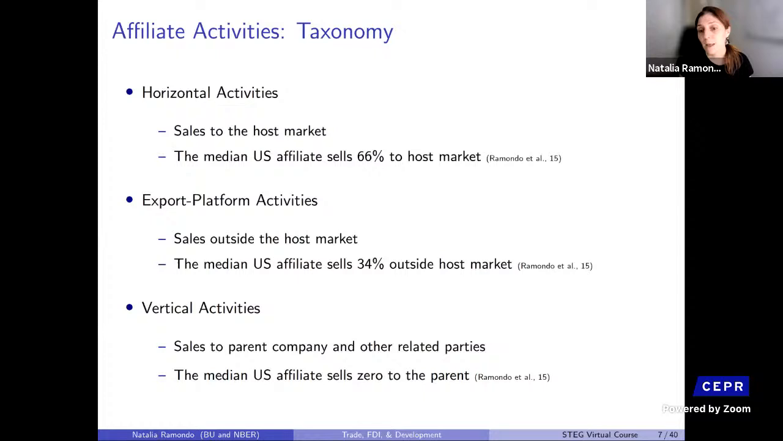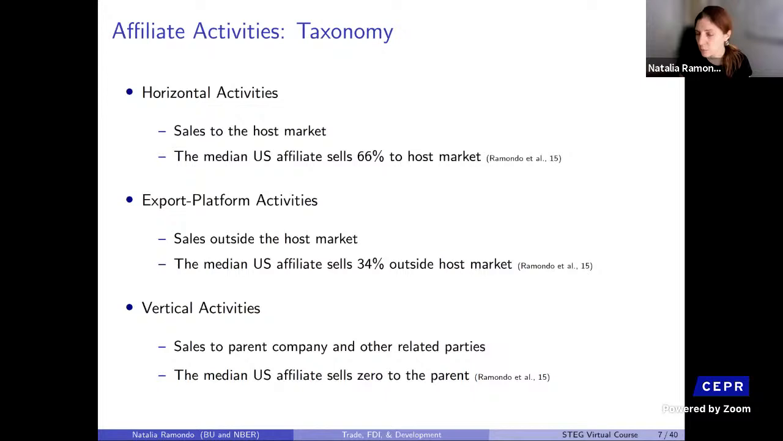And you can see this in the data by the sales or trade flows between parent companies and affiliates in the foreign countries. We documented in a previous paper that for the median US affiliate, there are zero of these flows with their parent. So it's very important because they're very concentrated in very few firms, but the majority of affiliates don't do it. So the models are going to be mainly about one and two.